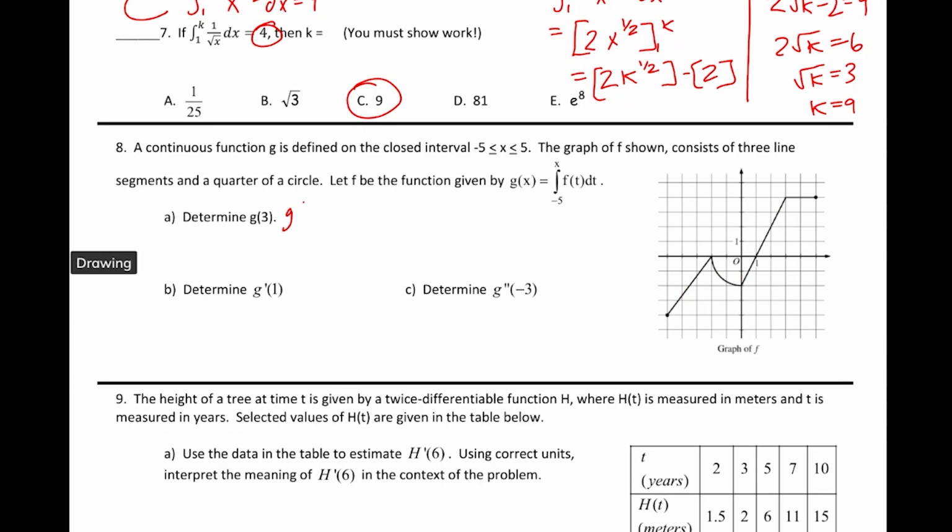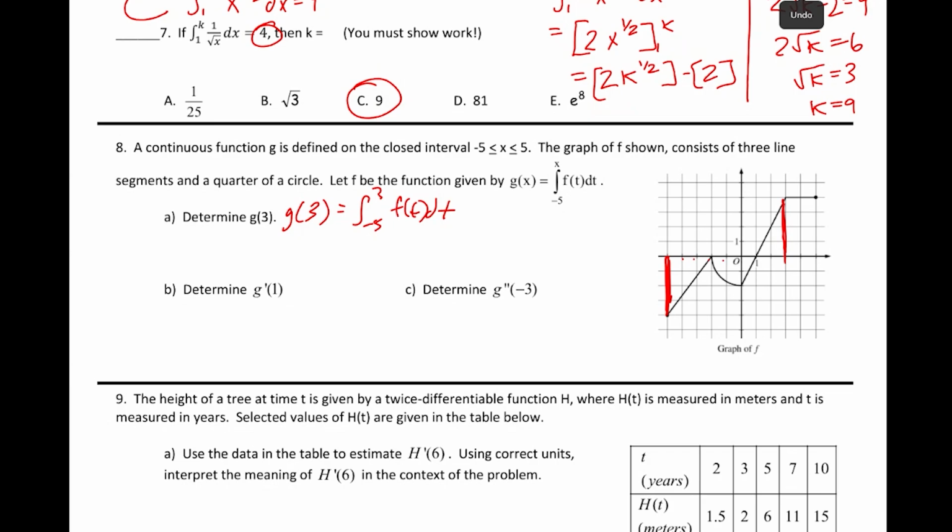So g of 3 is going to equal that function, except we're going to replace x with 3. So that'll be the integral from -5 to 3 of f of t dt. Looking at the graph of f, let's see, -1, 2, 3, 4, 5. First partition's over here, the left partition, I should say. And the right partition is going to be at 1, 2, 3. So let's find the areas of each of these individual shapes.